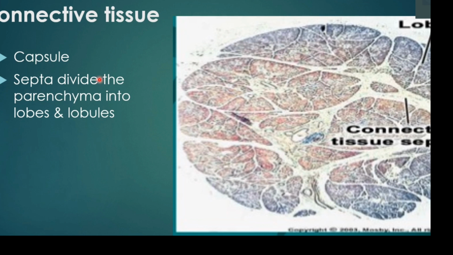So the connective tissue is composed of the capsule and the septa. You can see this is the capsulated gland. Remember, all the major salivary glands are capsulated, but there is no capsule around the minor salivary glands. This may be important from your MCQ point of view also. This capsule sends in septa, and the septa divide the parenchyma into lobes and then lobules. The septa consist of moderately dense connective tissue. It also contains the larger ducts as well.